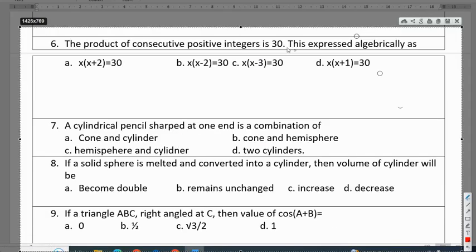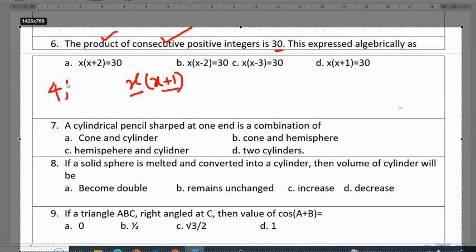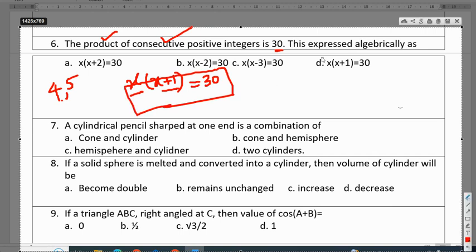The product of consecutive positive integers is 30, then expressed algebraically as. Consecutive positive numbers can be written as x and x plus 1. Product means multiplication, so x into x plus 1. x and x plus 1 are consecutive numbers, like 4 and 5 are consecutive numbers. So the next consecutive number after x will be x plus 1, and after 4 it will be 4 plus 1. Which is given as 30. So the correct option for the sixth question is D: x into x plus 1 is equal to 30.